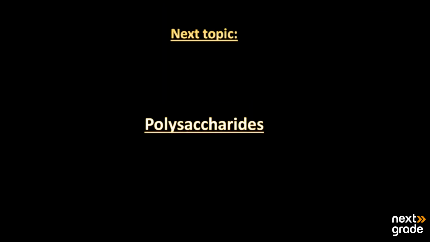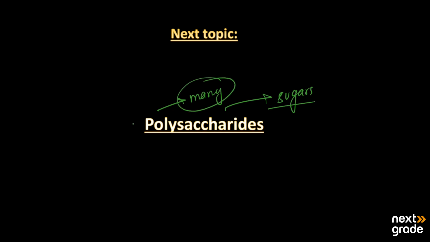The topic we will discuss after that is the polysaccharides, which is the third class of the carbohydrates. Here the word poly means many and saccharides means sugar units. So when many sugar units are produced upon hydrolysis, this class is known as the polysaccharides.